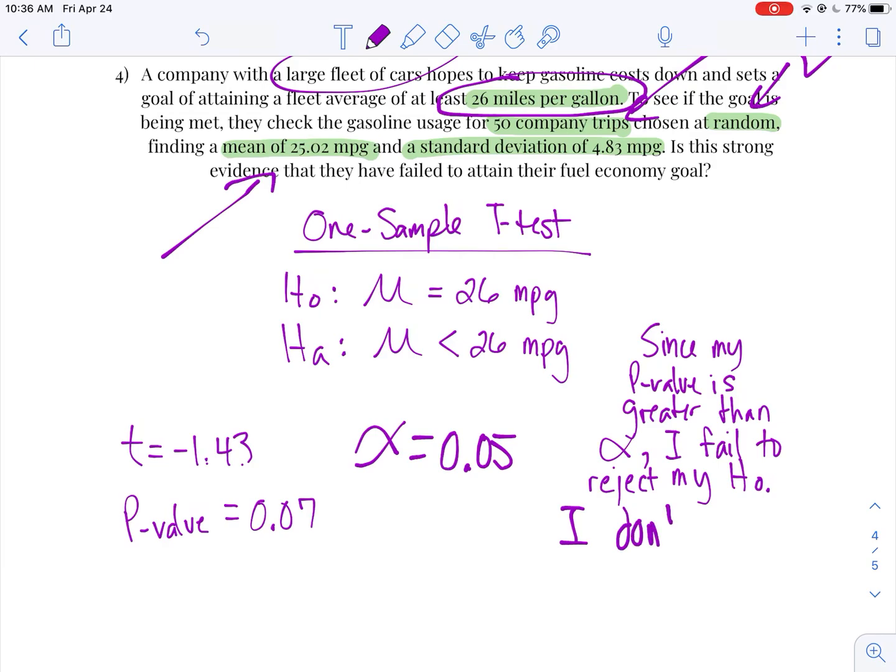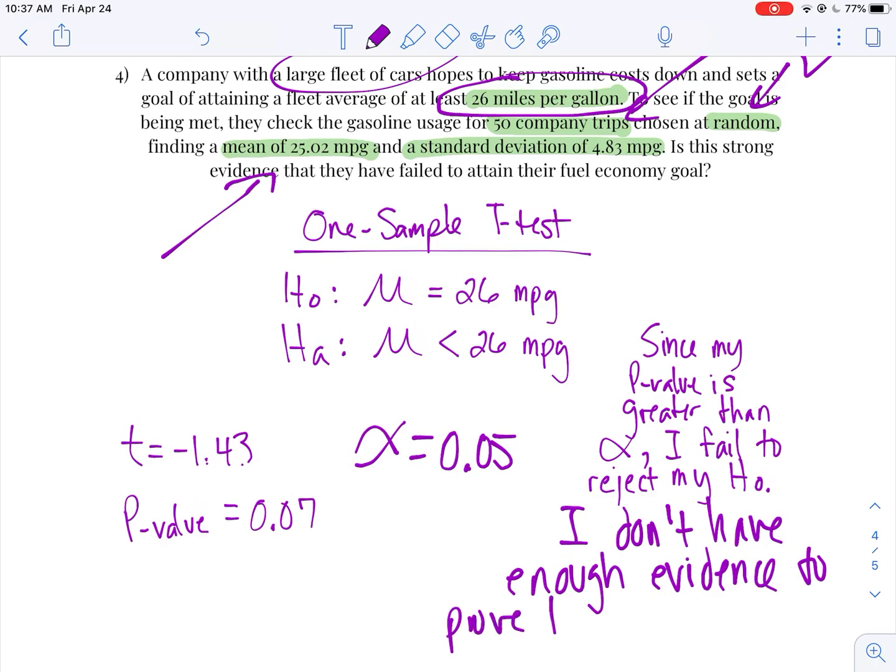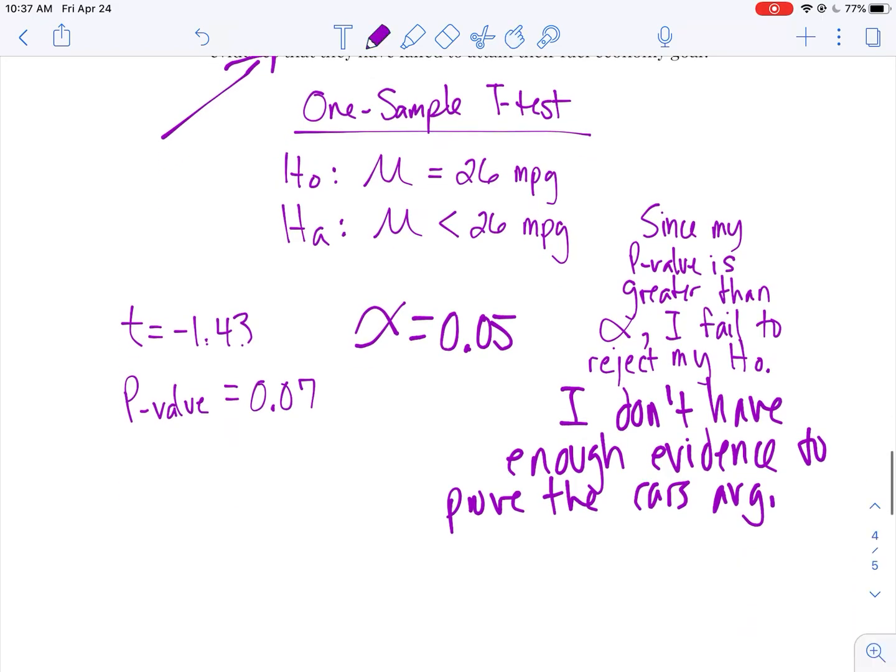So I'm going to write that. I don't have enough evidence to prove the cars average less than 26 mpg.